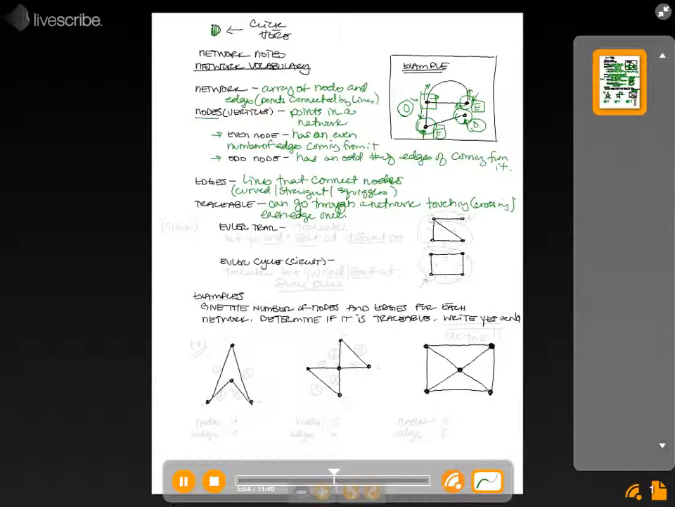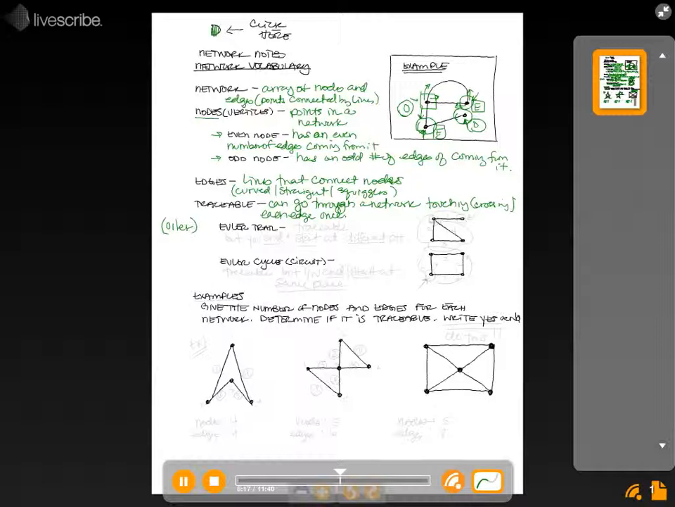Now, two vocabulary words here. Euler, and it's pronounced "Oiler." I'm going to write Euler out over here. The E-U-L-E-R is pronounced "Oiler." And Euler was a mathematician who did a lot of work on networks. He's got a lot of network theory. But his name is pronounced "Oiler," not "Yoo-ler." Okay? Euler trail and an Euler cycle.